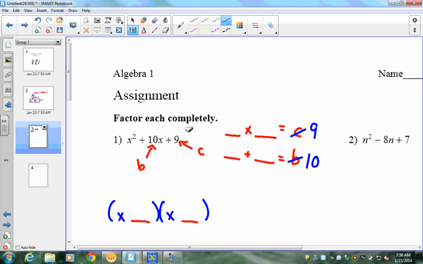All right, now this is what I always use. I always use my C as my driving force. What are all the different ways that we can multiply to get to 9? Well, that's 1 and 9. That's one way to multiply to get to 9. Another one is 3 and 3.